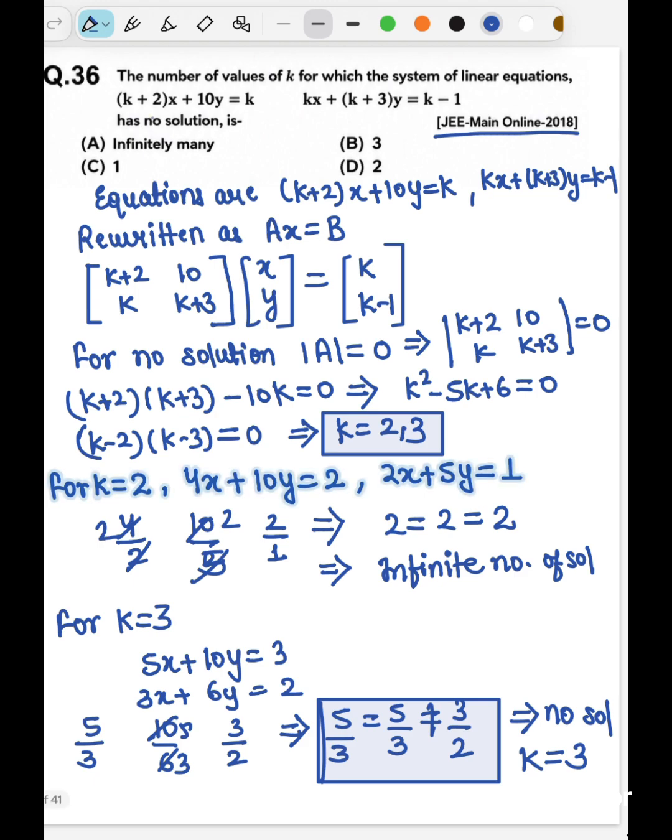The question asks for the number of values of k, which will be 1 only. This question is not asking about the value of k, it is asking about the number of values of k. So the number of values of k is 1 for no solution. For no solution the value of k is equal to 3, and this is only one number, not two. That's why answer C is the correct option. If the question were asking what is the value of k, then you could say the answer is option B. But here the question is the number of values of k, that's why we can say that only one.